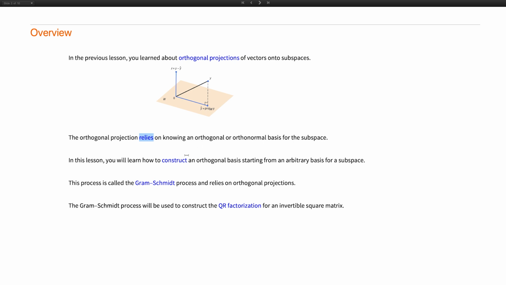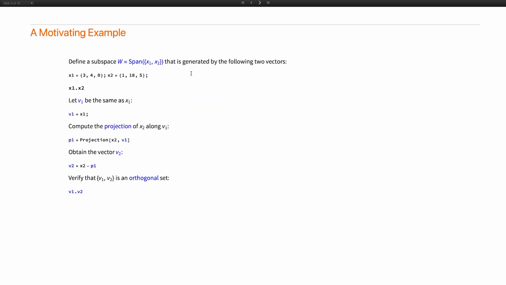In this lesson, we'll talk about how you can actually construct such an orthogonal or orthonormal basis starting from an arbitrary basis for a subspace. This process is called the Gram-Schmidt process, and in fact, it relies on using orthogonal projections. Once we've done that, we can talk about the QR factorization for an invertible square matrix, a very important concept in linear algebra.